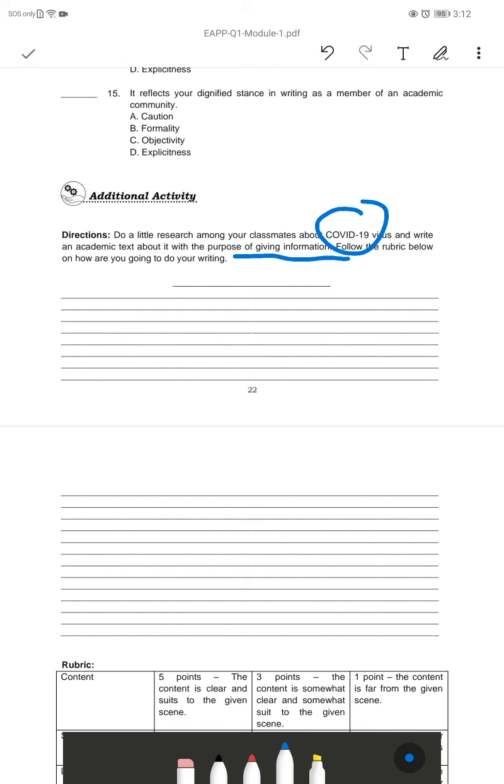Follow the rubric below. So, to give you a heads up, guys, you're going to write an expository paper, meaning you're just going to expose facts about COVID-19. You just have to explain COVID-19. So research about COVID-19 and explain it in this essay.